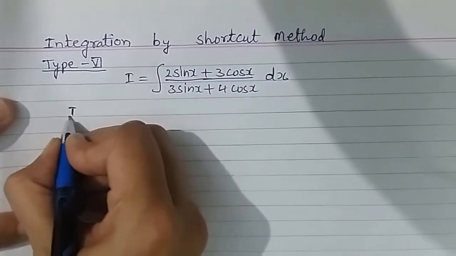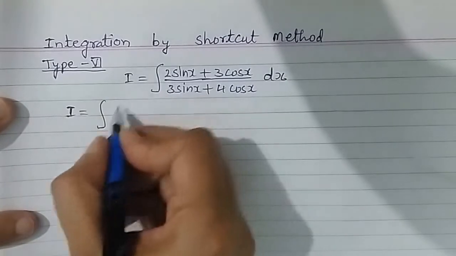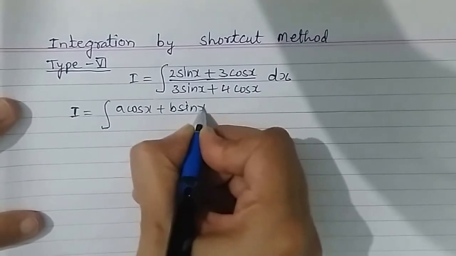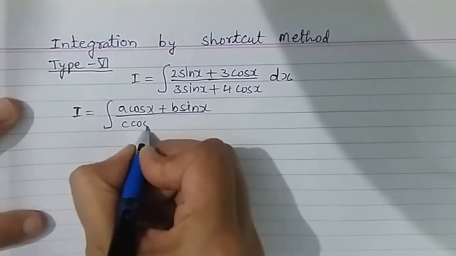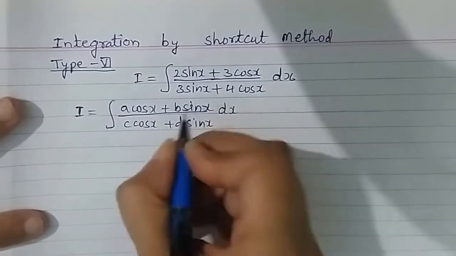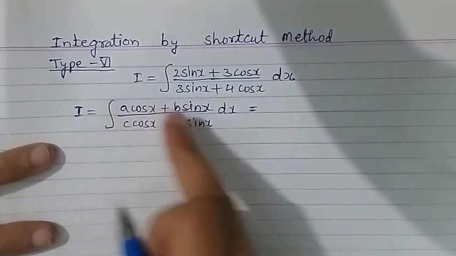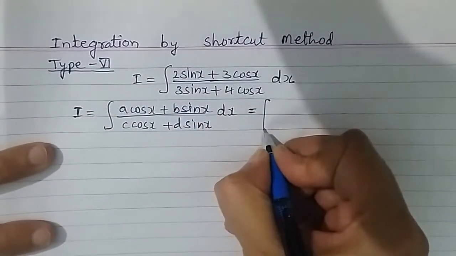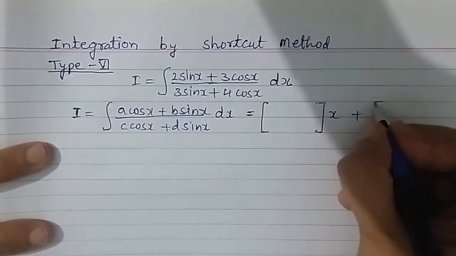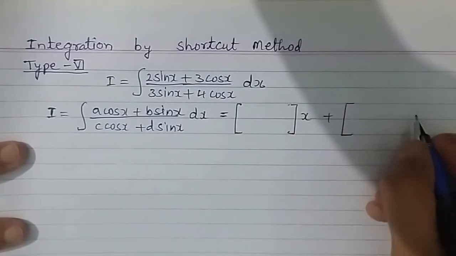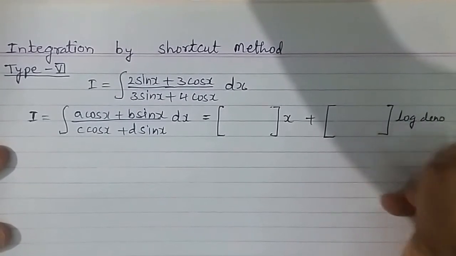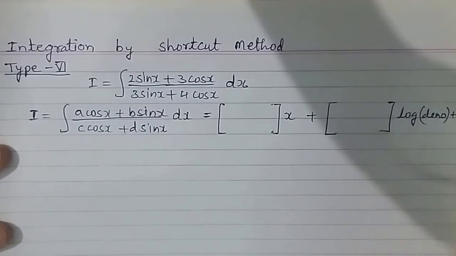My formula is, if the integral is of this type, the general term is (a cos x + b sin x) divided by (c cos x + d sin x). If I have an integral of this type, I have a ready-made formula. The answer will be something times x plus something times log of denominator, plus c. This is my shortcut formula.